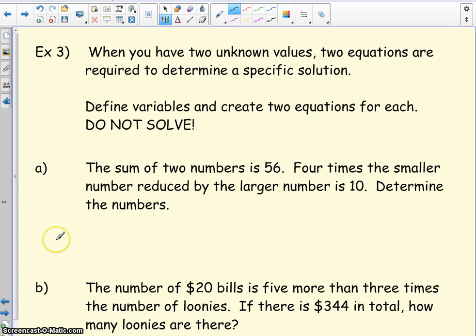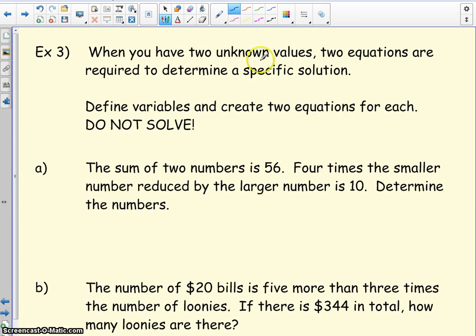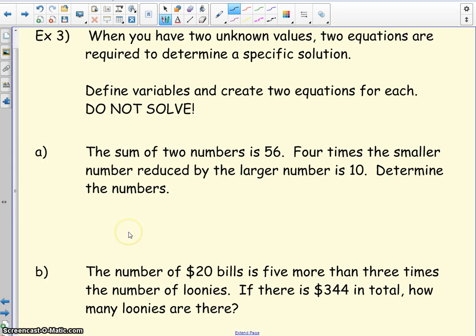All right. With these two situations, like I mentioned up here with Rebecca's day job and evening job, there are infinitely many answers here. If you're looking for one specific answer, if you're in a situation where there is only one answer, you would need a second equation to try and find that unknown. So if you have two unknown values, if you want to reach a single specific solution, you need two equations in order to solve. So here I have two different situations.